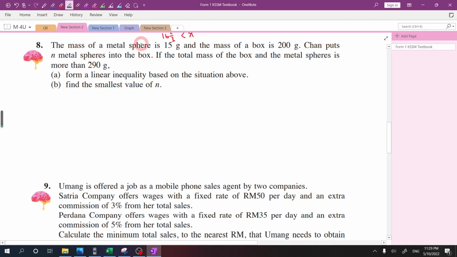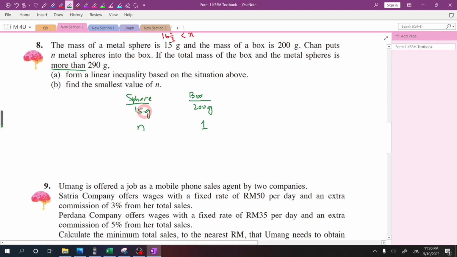The mass of a metal sphere is 15 grams and the mass of a box is 200 grams. Chan puts n metal spheres into the box, so there's only one box. If the total mass of the box and the metal spheres is more than 290 grams, form an inequality based on the situation above.